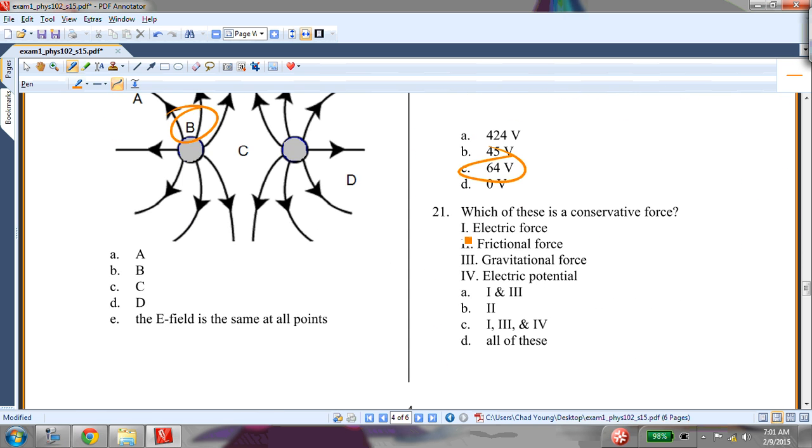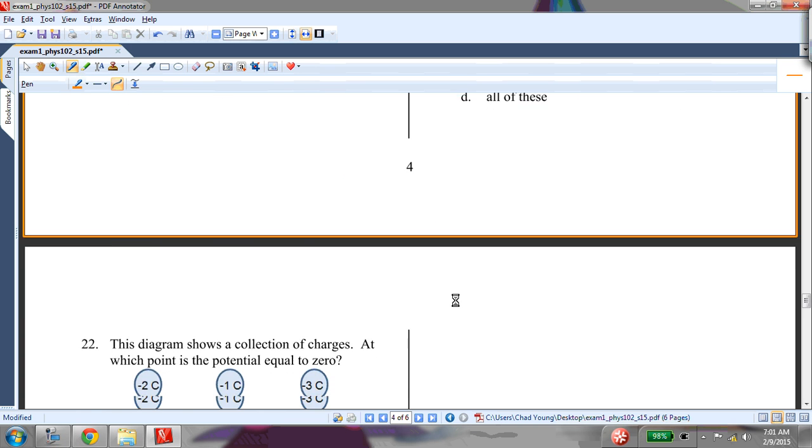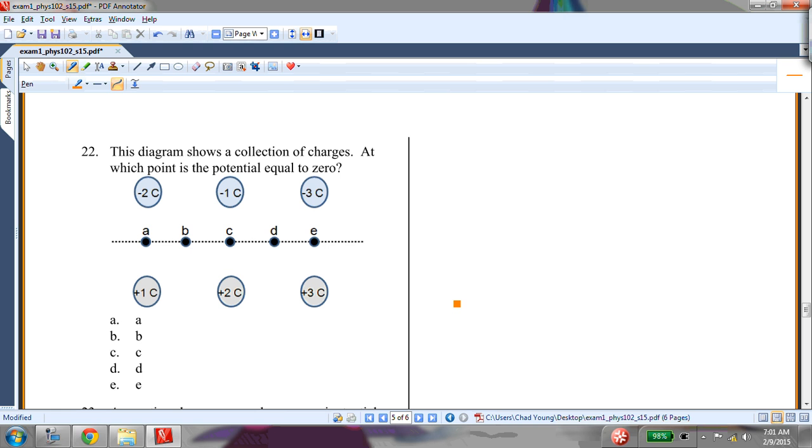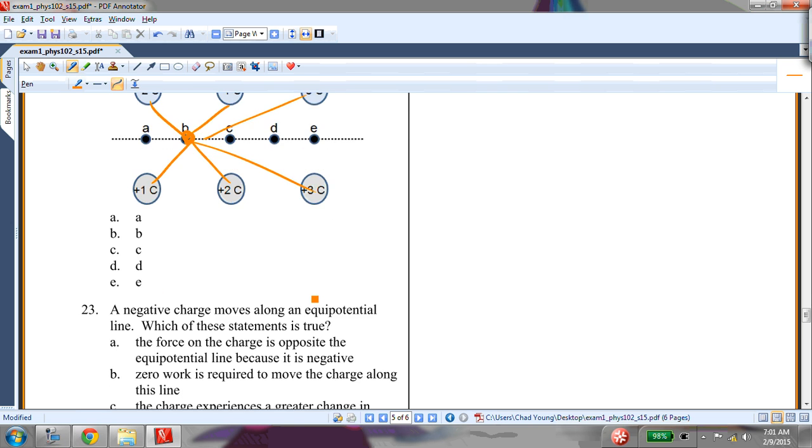Which of these is a conservative force? All right, these two are, electric and gravitational, so 1 and 3. Which of these points is 0 potential? All right, the point where our distances are equal. Looks like right here. This was actually an old test question. These distances are all equal, so the potentials all cancel out.